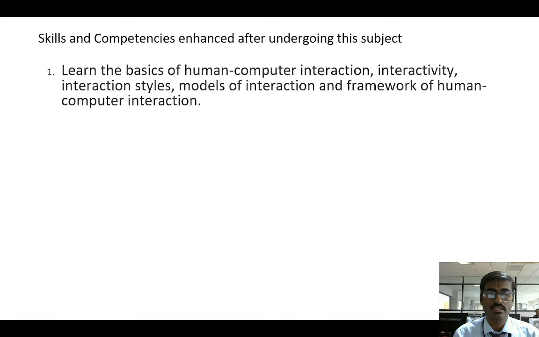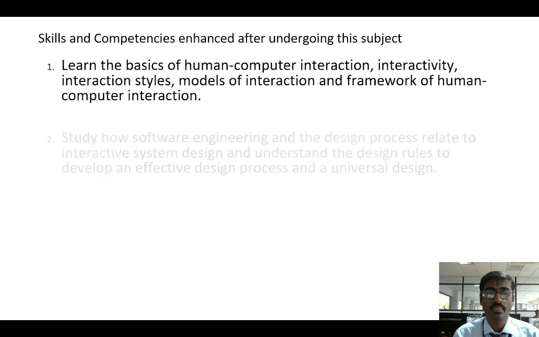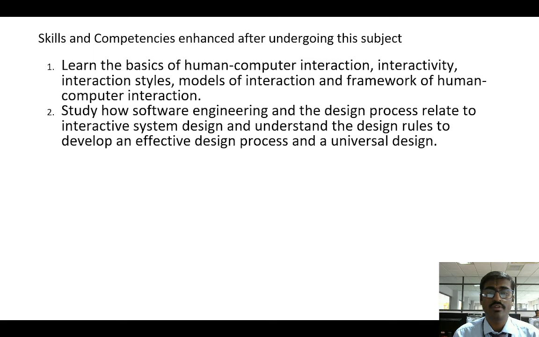As for the skills and competencies, you will be learning the basics of human-computer interaction here: the interactivity, interaction styles, models of interaction, and the framework of human-computer interaction. So there are various styles, interaction patterns, and various models that you will be learning. You will be studying how software engineering and the design process relate to interactive system design, and also understand the design rules to develop an effective design process and a universal design. There are various design rules which are accepted globally, and by following those design rules, we can make our design very effective.